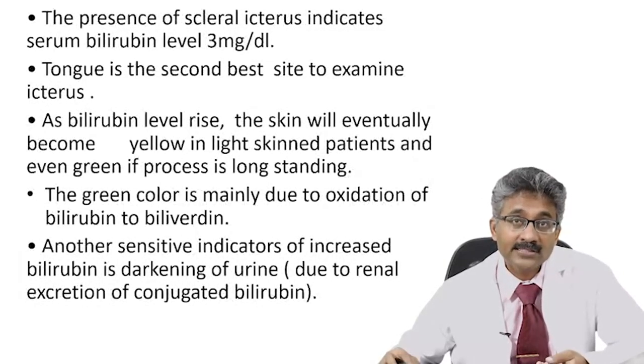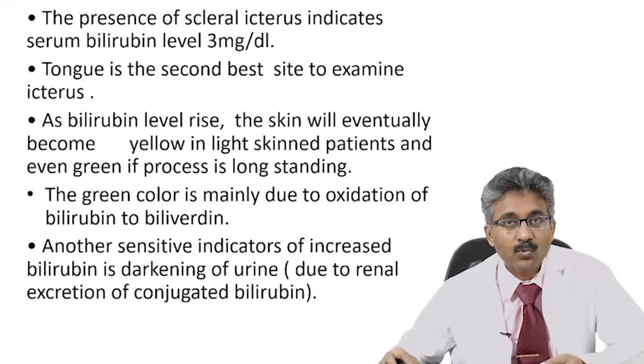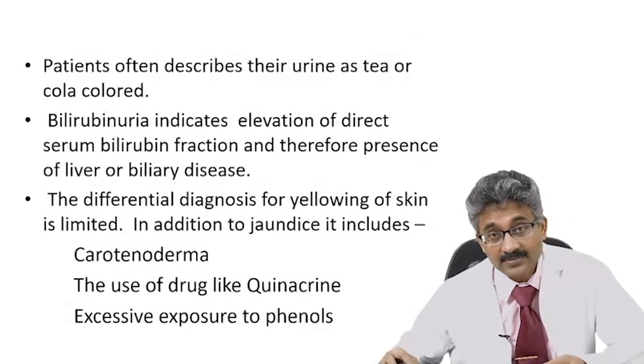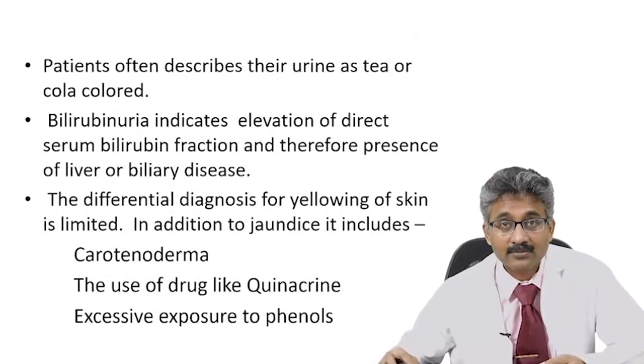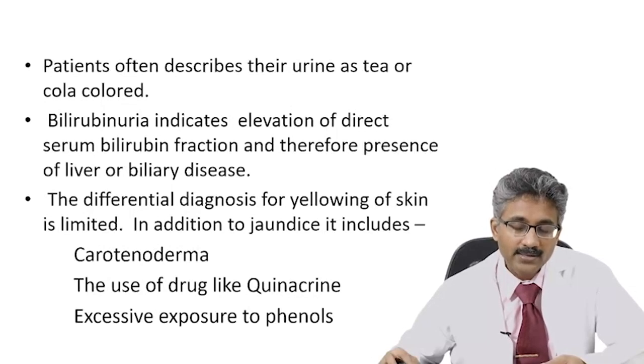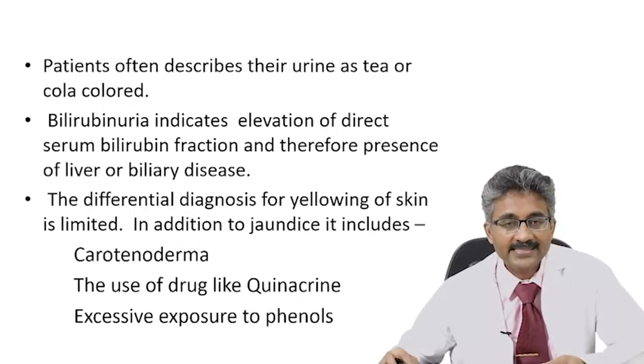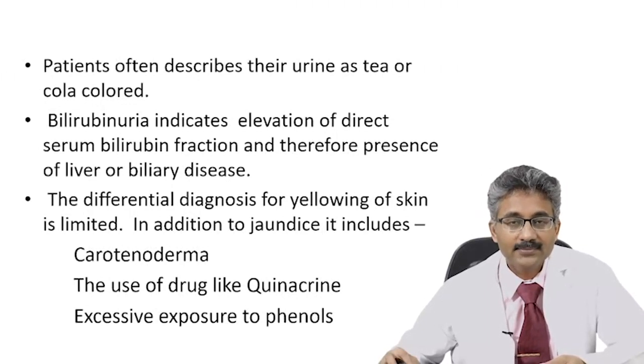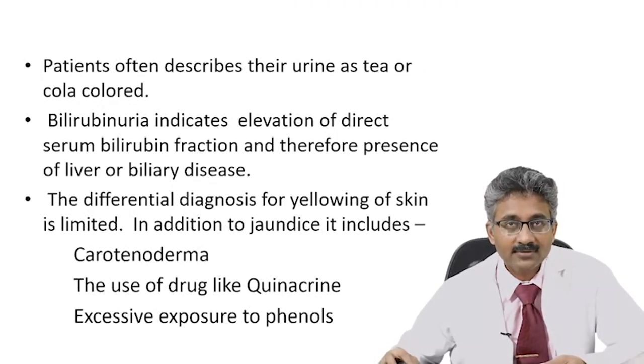the patient may complain of yellowish discoloration of the urine. When it occurs, it is only due to excretion of conjugated bilirubin. Conjugated bilirubin is water soluble, so that will be excreted, but not the unconjugated bilirubin in the urine. Here the patient often describes the urine as a dark color, tea or cola colored. If bilirubinuria is there, then it is due to elevation of the direct fraction of the bilirubin, and therefore the problem is either in the liver or biliary tract. It is usually an obstruction.